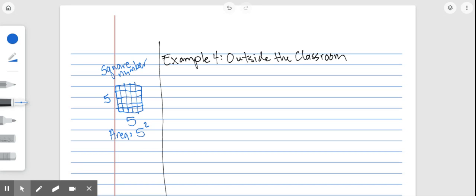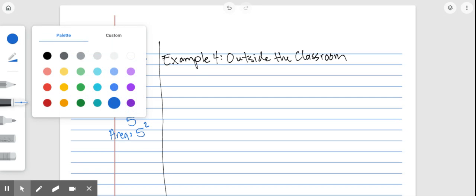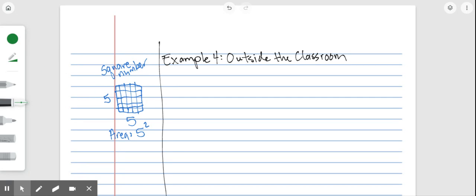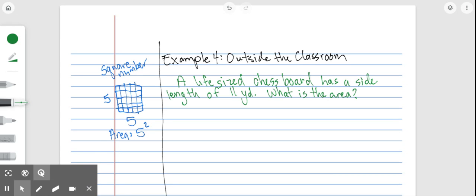Okay, so outside the classroom, we're going to think about other things that we see that are squared also. So you know that sometimes at parks they have life-size chessboards? I'm going to write this problem. All right, so the problem is a life-size chessboard has a side length of 11 yards. What is the area? So maybe you know this, maybe you don't, but a chessboard is a square.